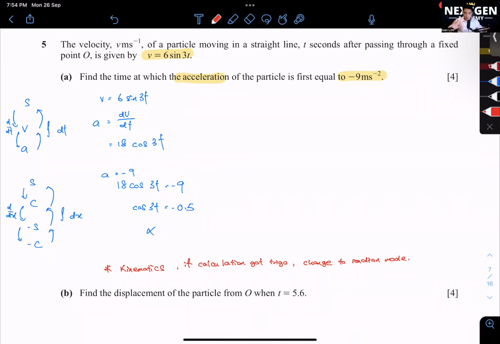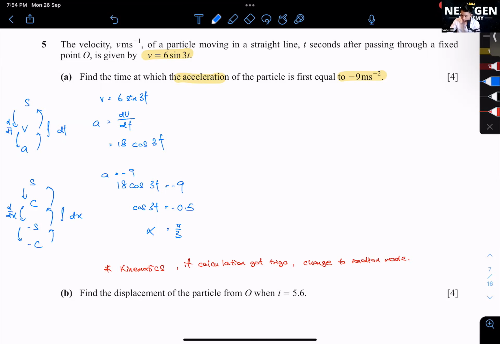Kinematics. Okay, make the mistake here already. Whatever it is, change your mode to radian first before you solve any question. But after that, make sure you change it back. So this one, how many radian? Your alpha will be pi over 3.